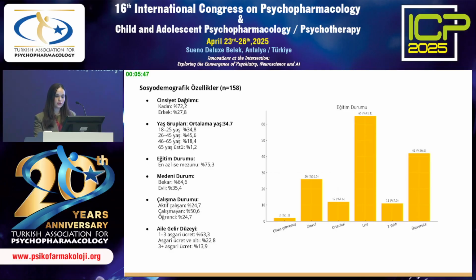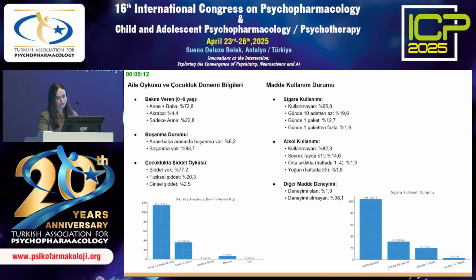And about the education status, 75.3% is high school graduate, and the marital status, 64.6% was single, and when we check out the working status, active employees were 24.7, unemployed 50.6, and students 24.7. And the household income level, the biggest level was 1 to 3 minimum wage, 63.3%, and above minimum wage is 22.3%.